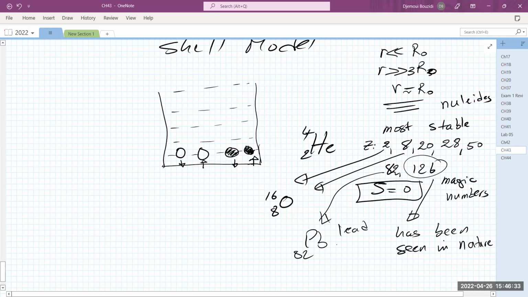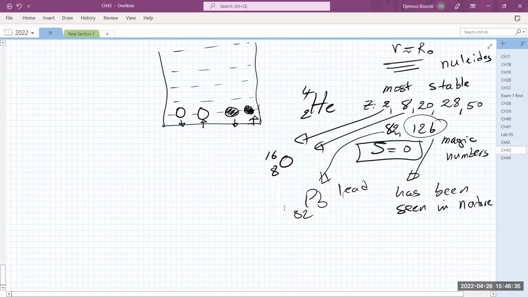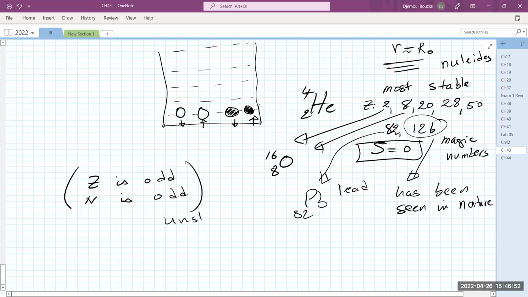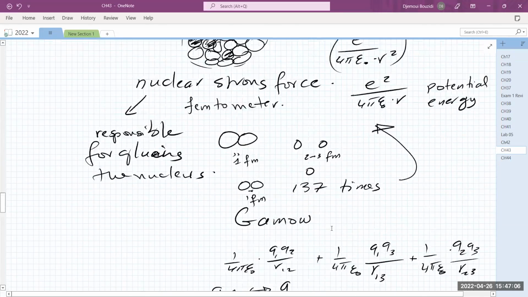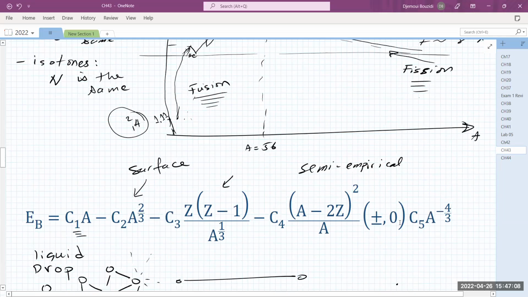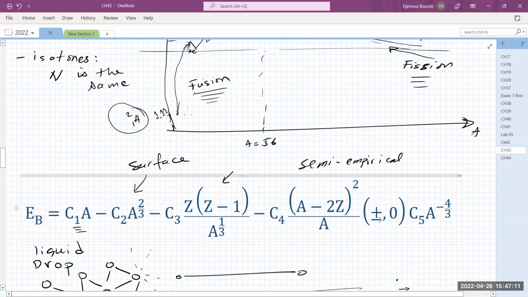Okay. So these are some of the questions that really beg to be answered. Here is the deal. If Z is odd and N is odd, this is unstable, with the exception of a few elements. Most of these elements are unstable. So in this case, I have to put a minus sign in here. What is my expression here? I have to put the minus sign there.